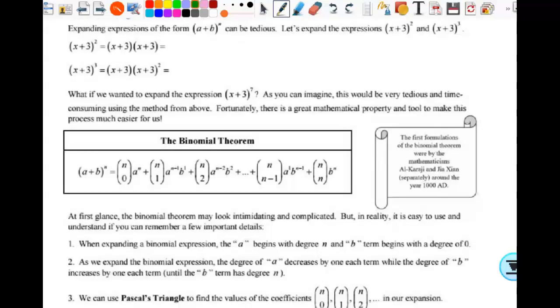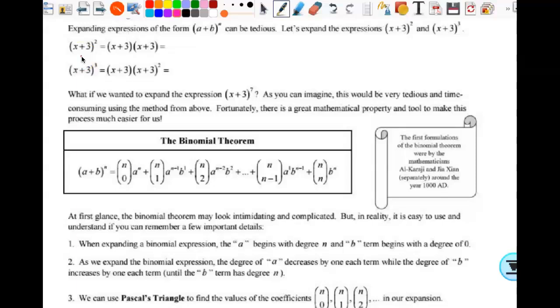Binomial has two terms, right? Hence the prefix bi there. So expanding expressions in the form a plus b to the nth power can be tedious. Now remember that if I have x plus 3 quantity squared, that is not x squared plus 9, right? It's like x plus 3 times x plus 3, then we expand that, right?